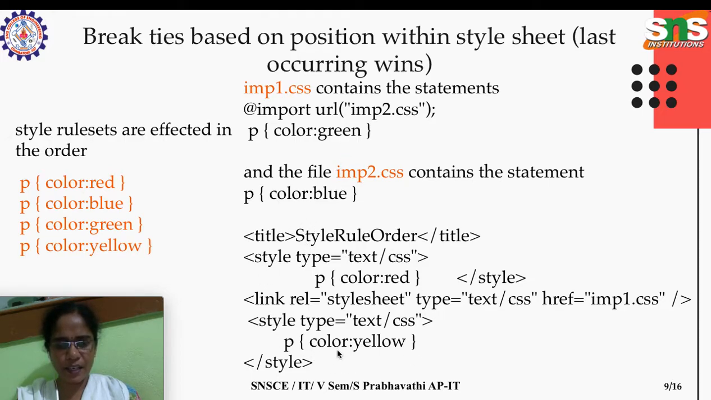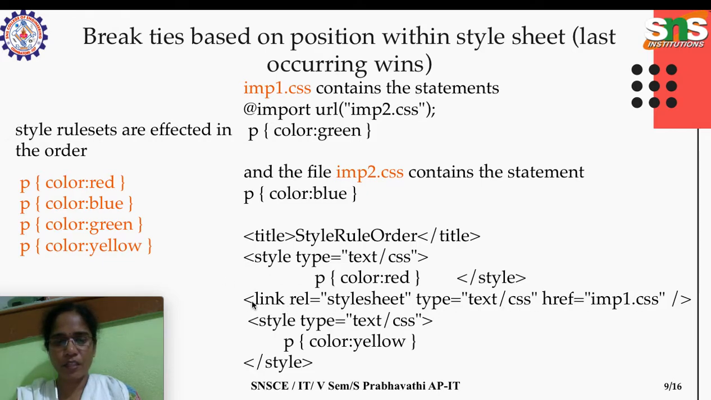And here is the header part. Only a snippet is given, not the entire part. This is the header element, the title of this file, followed by the internal style sheet, because we are using the style element. So this is said to be an internal or embedded style sheet. Style type is equal to text slash css. Here the paragraph color is red, and I am closing that style, followed by the external style.